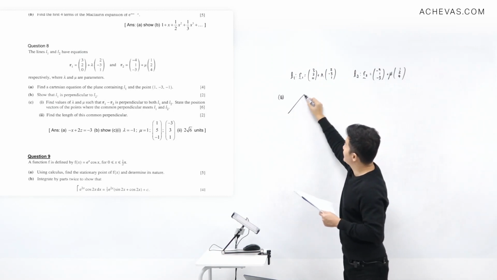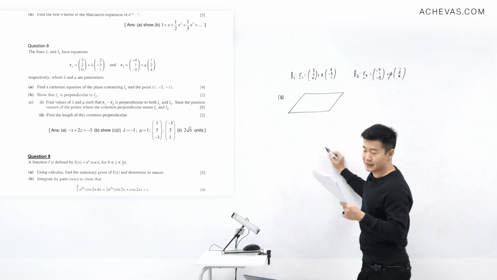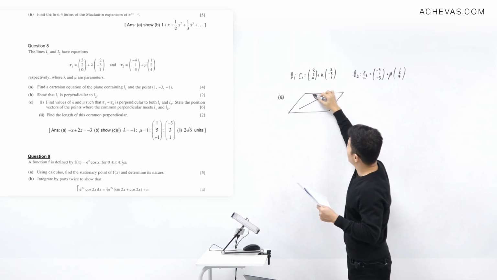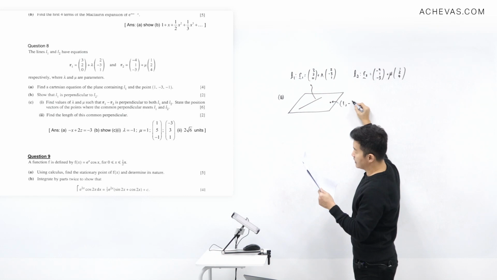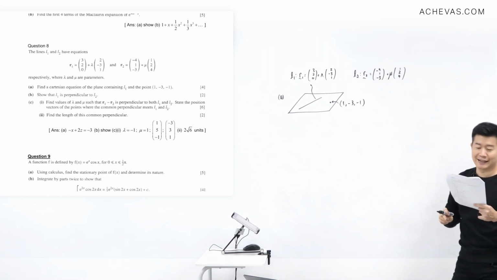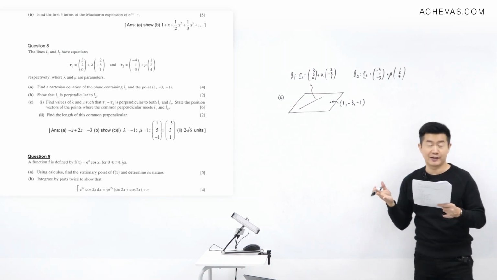Let me do a quick sketch of what is happening. So this, let's say, is the plane that is asked by the question. And this plane contains L1, so it is going to be this. And this plane also contains the point with coordinates (1, -3, -1). So in order for us to find the Cartesian equation of this plane, we need to first work out the normal vector to the plane.